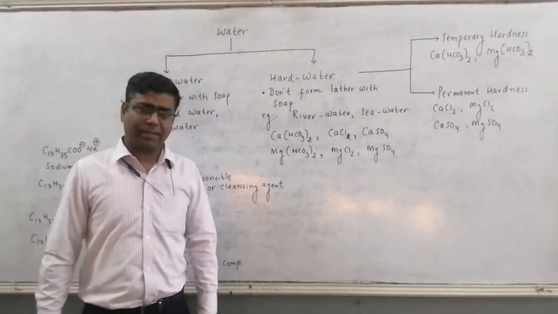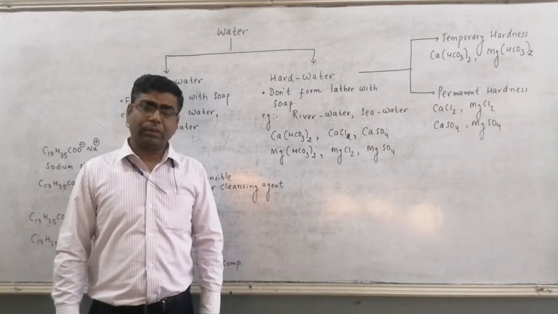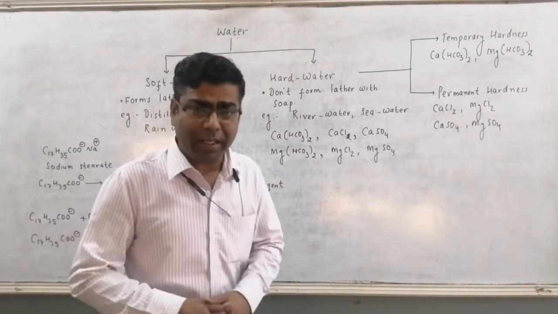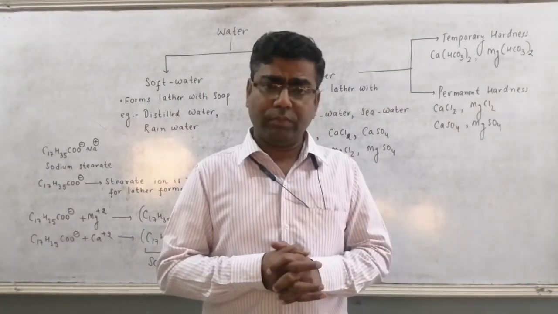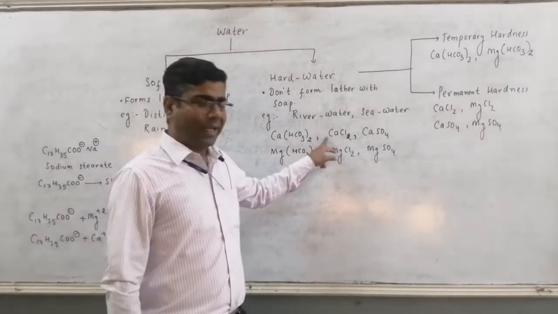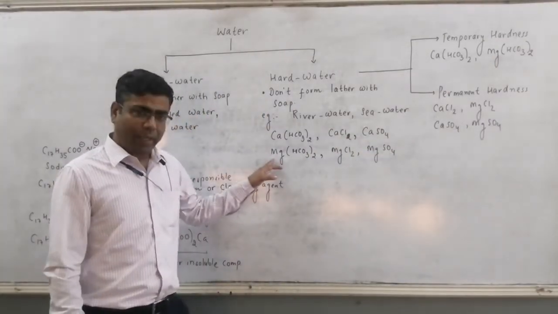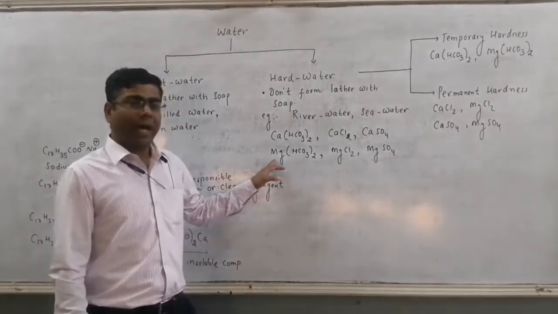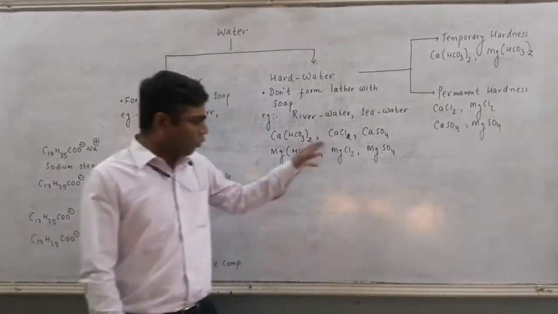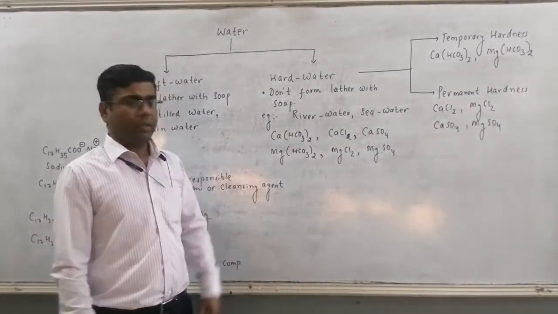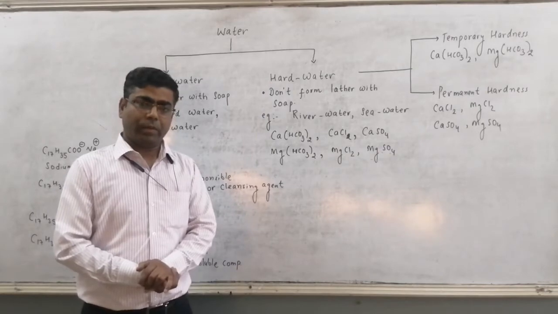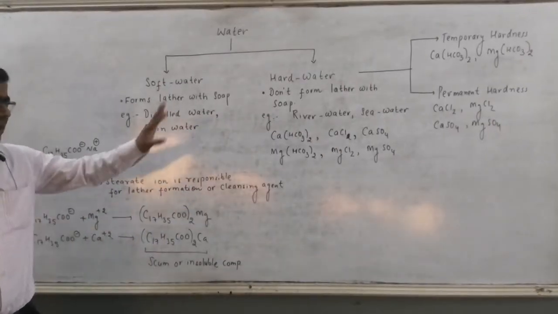The hard water contains calcium and magnesium salts. Salt of Ca+2 ion and salt of Mg+2 ion. It can be calcium bicarbonate, calcium chloride, calcium sulfate, magnesium bicarbonate or magnesium hydrogen carbonate, magnesium chloride and magnesium sulfate. If any of the salts written here is present with water, is present with H2O, then that water is called hard water. And here in soft water, these salts are absent.